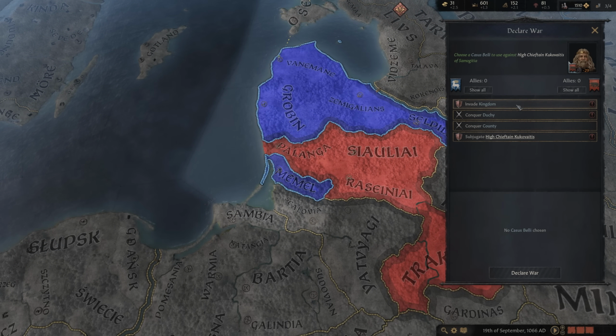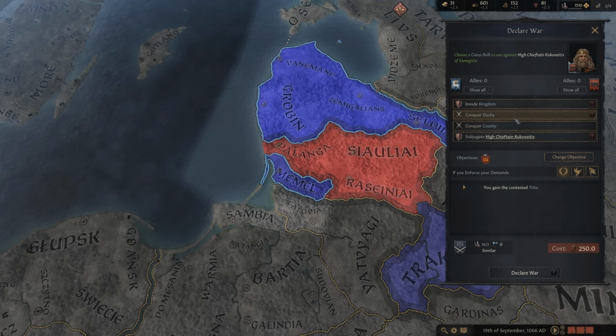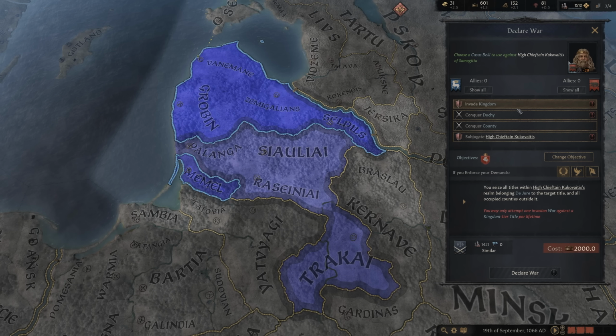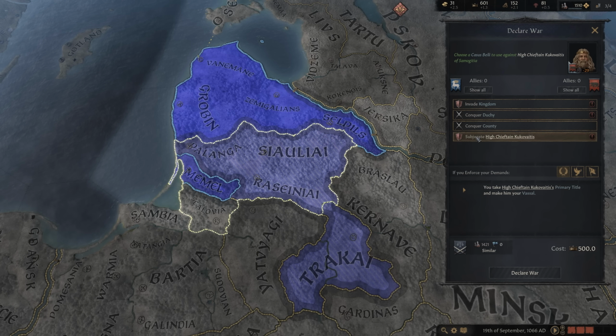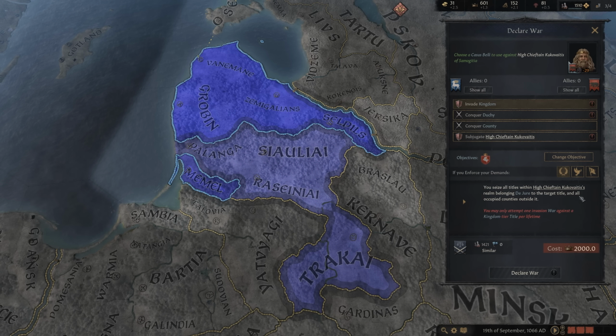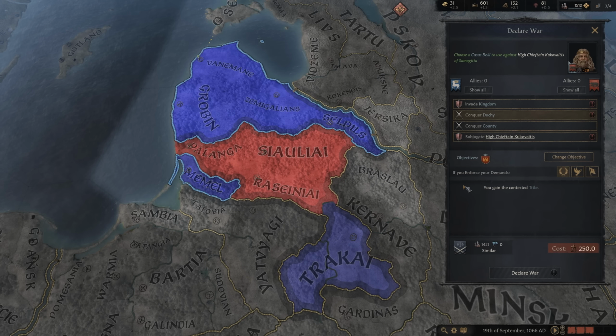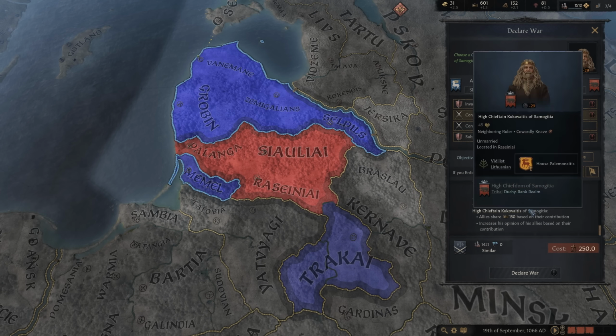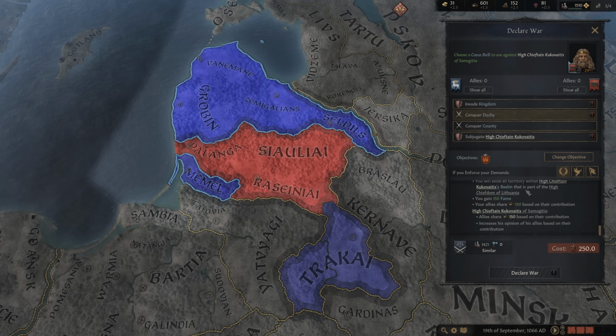We have the Conquest Casus Belli, like we've talked about before, which allows us to conquer counties, duchies, or invade kingdoms. But we also get Subjugate. Now the big difference here is with a conquer, you gain the contested title, and in this one you seize all titles within High Chieftain's realm belonging de jure to the target title, and all occupied counties outside of it. With this situation, he becomes my vassal, and it's easy, open and shut case.